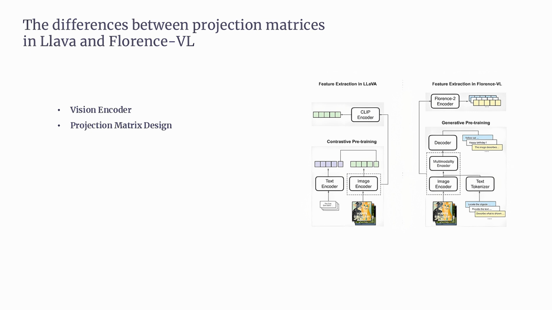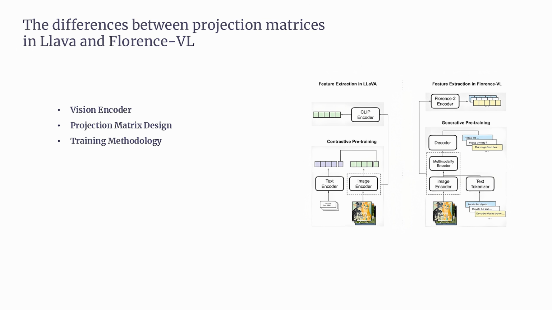The third, training methodology. For LLaVA, LLaVA employs a 2-stage training process. In the first stage, the projection matrix is pre-trained, while the weights of the vision encoder and the language model are frozen. In the second stage, the projection matrix and the language model are fine-tuned together. This process allows the projection matrix to align visual and textual features effectively over time.